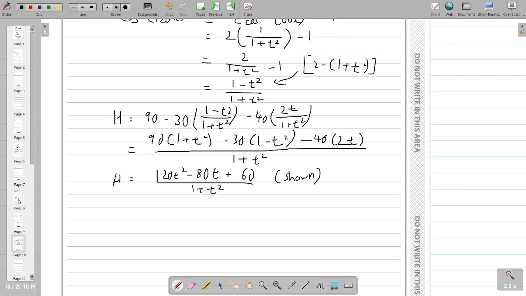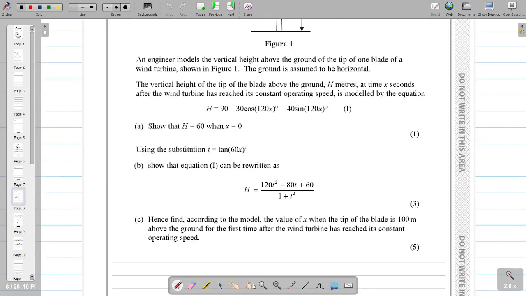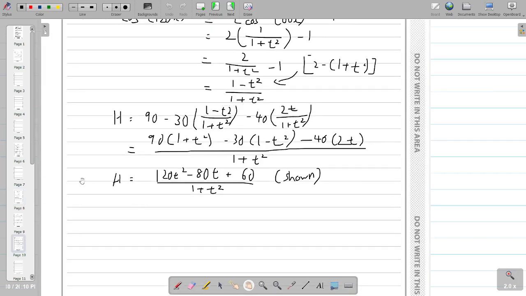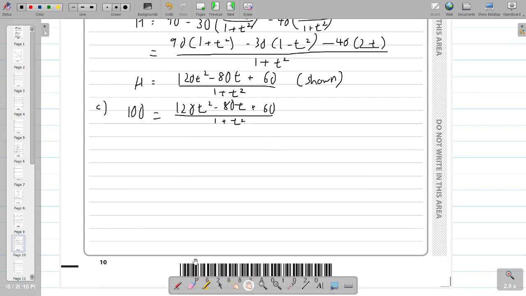Right. And then the final part, I think, is part C. Hence, find, according to the model, the value of x when the tip of the blade is 100 meters above the ground for the first time. So what we want is to find the value for which h is equal to 100. So this is just going to be solving a quadratic equation. So let's simplify this down a bit.